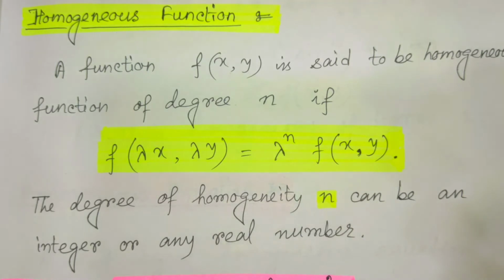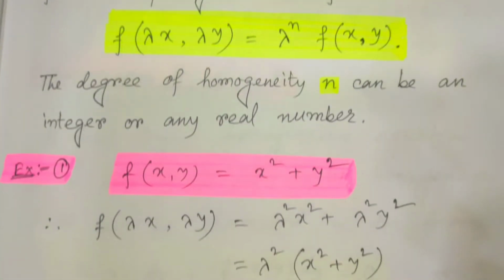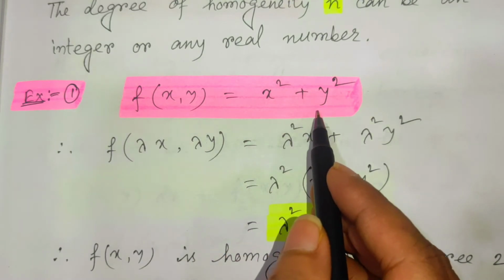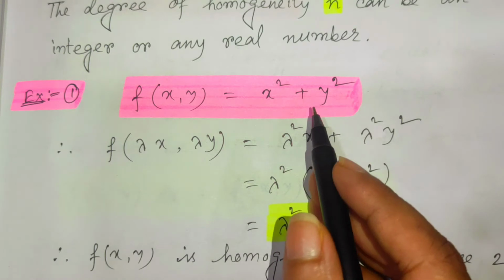This n can definitely be an integer or any real number. So let us do this with some examples so that we can understand better. The first example: suppose f of x, y is given as x square plus y square, and the question is, is it a homogeneous function? If yes, then what is its degree?